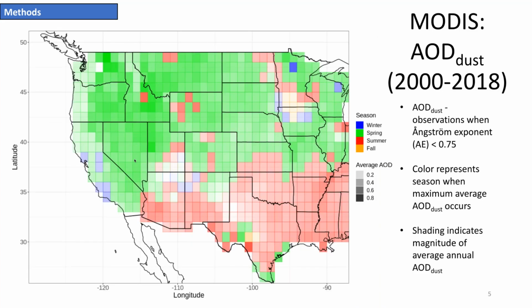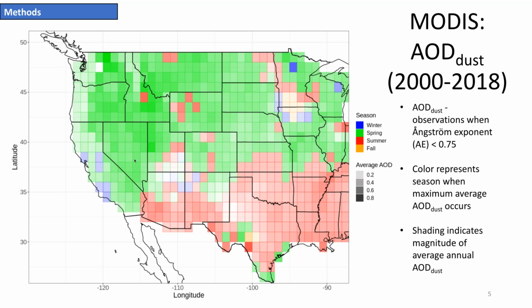And I also included data from the MODIS sensor for the Terra satellite with the aerosol, gridded aerosol product that they provide. And to look at dust observations, I used the Angstrom exponent, which I believe Dominic talked to us about a little bit, but that is inversely proportional to particle size. So the threshold that I used here was 0.75. All observations below this, I called AOD dust for simplicity.